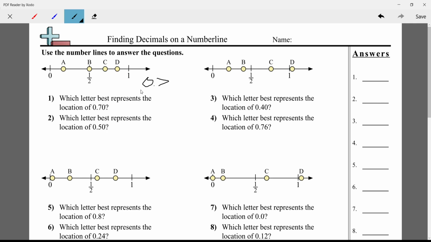But let's figure this out. So this is 7 tenths or 71 hundredths. We can think of this as either a decimal or a fraction, whichever you feel more comfortable with. But let's think about where this would be in line with the number line.